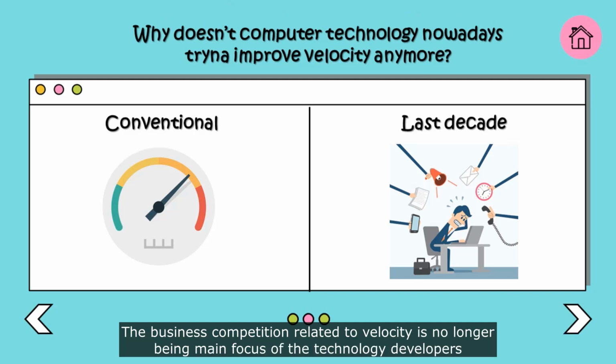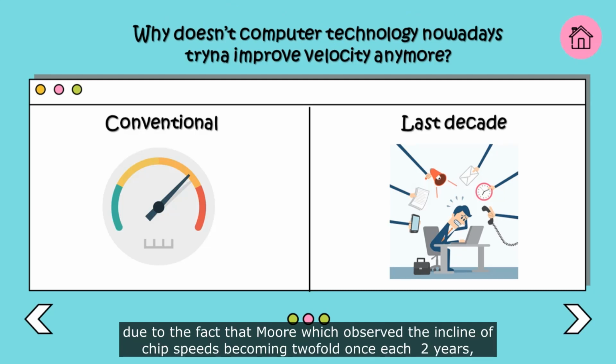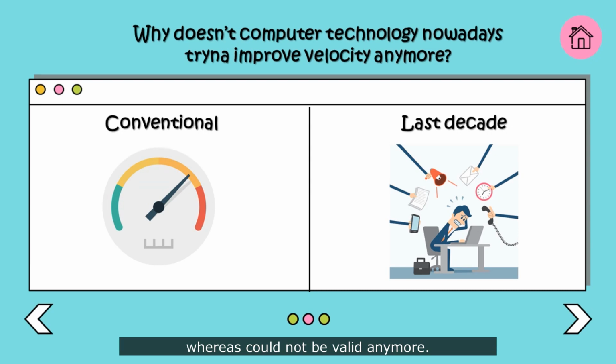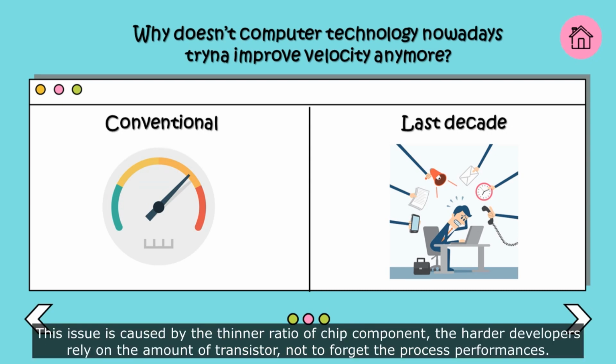The business competition related to velocity is no longer the main focus of technology developers, due to the fact that the observation that chip speeds double once every 2 years could not be valid anymore. This issue is caused by the thinner ratio of chip components.